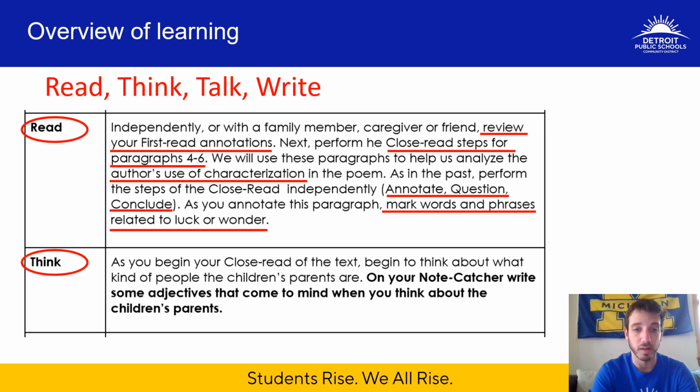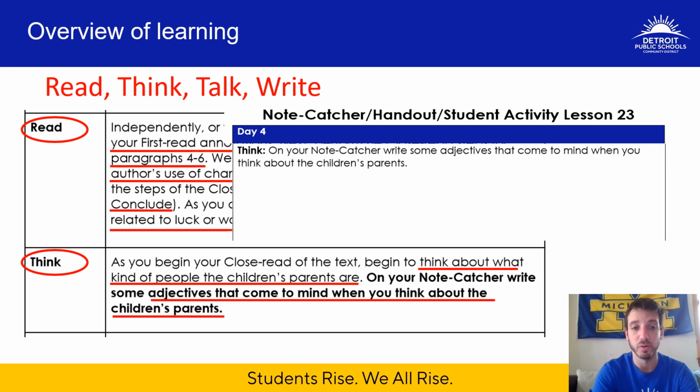Now, the think part involves thinking about what kind of people the children's parents are. So really think about not only the lessons the parents taught the children and their priorities in life, but what kind of people they are. Then on your note catcher, you're going to write out some adjectives that come to mind when you think about the children's parents. Describe them as much as you can based on what you know about them in this poem. Because this was listed in bold here, that's a reminder that you have to write your answer to this on the note catcher. If you go to the next page in your packet, you'll see the start of the note catcher.